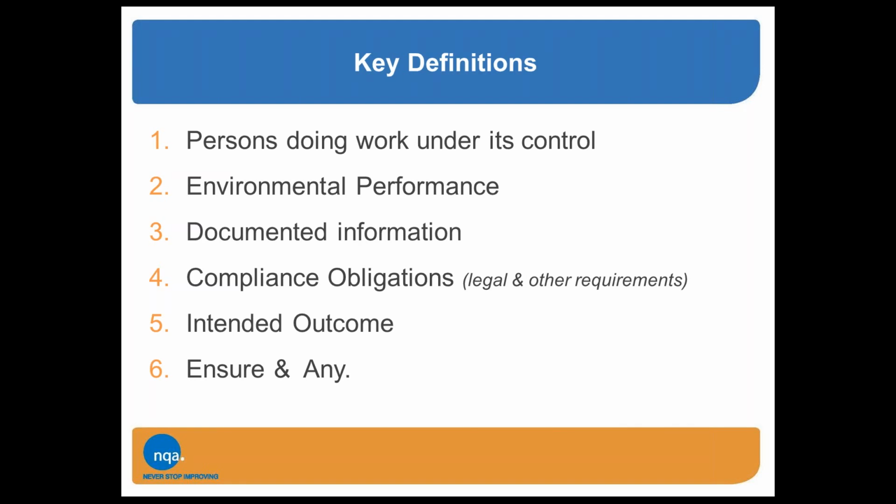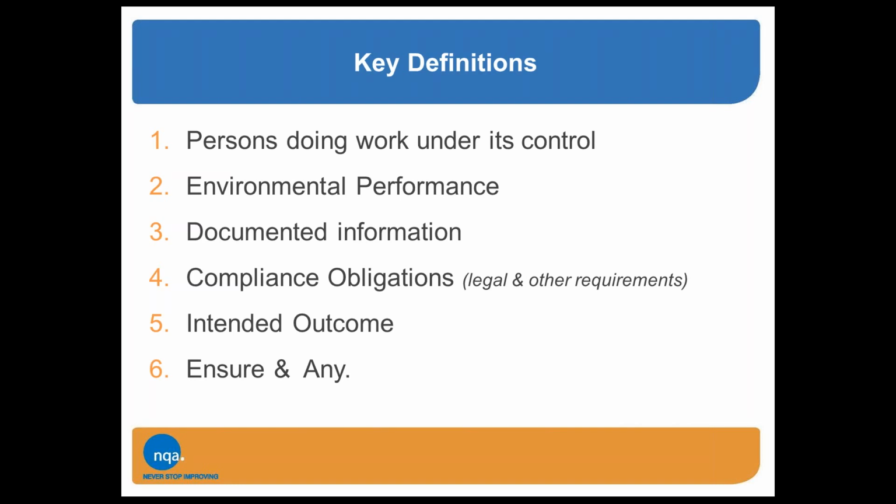We've said what the intended outcome is. There are actually three things that the standard says is the intended outcome. One is the enhancement or improvement of your environmental performance. Secondly, the fulfillment of compliance obligations, mandatory and voluntary. And finally, the achievement of your set environmental objectives. And then at the end, another definition thrown in for good measure: ensure, which is a phrase that's used quite a lot.